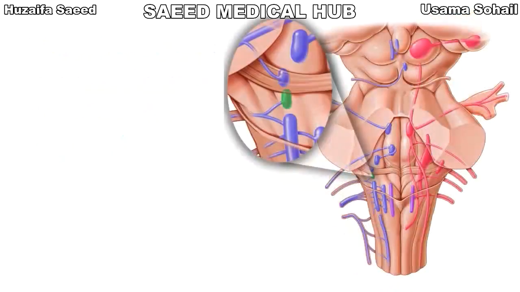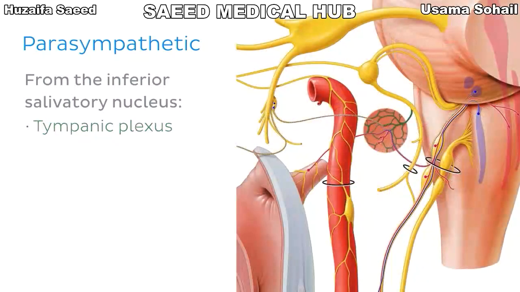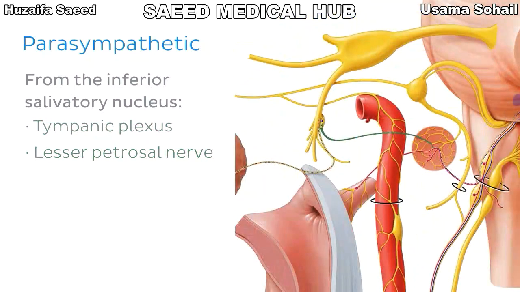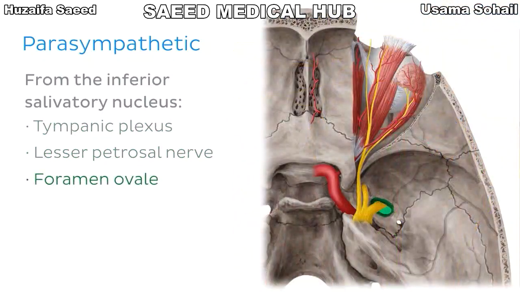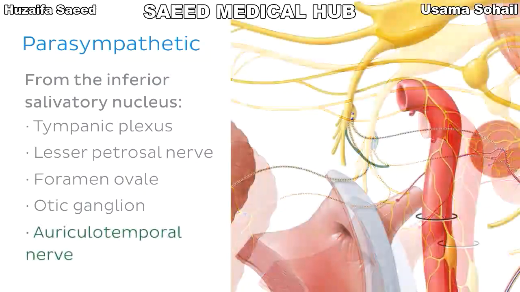Next, we looked at the parasympathetic functions, where we saw that the nerve supplies secretomotor fibers to the parotid gland. And then going from the inferior salivatory nucleus to the tympanic plexus, the lesser petrosal nerve, then through the foramen ovale, the otic ganglion, and to the auriculotemporal nerve.